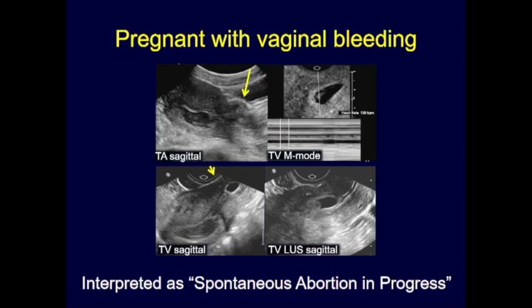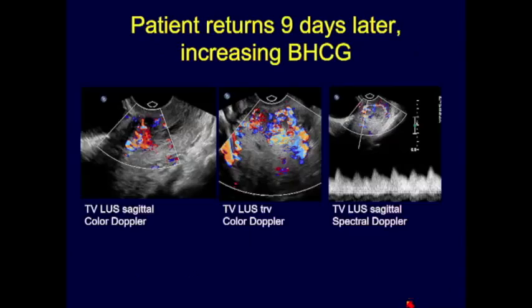And then if we look back at the initial transabdominal survey, the arrow is showing you the exact location of the gestational sac implantation. This patient came back 9 days later, and this is how I got to see the case. I got to see the case when the sac had passed, but there were retained products of conception manifested by increased color Doppler flow with low resistive index.